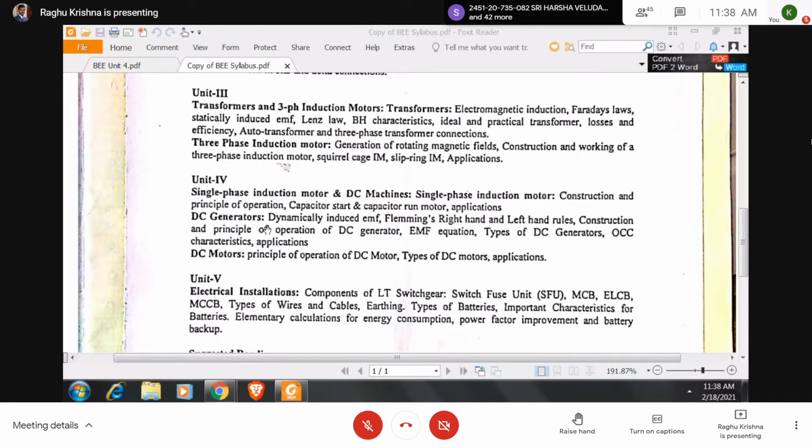For generators, we are going to study about dynamically induced EMF, Fleming's right hand rule. The left hand rule will come in DC motors. So you are going to study in detail about Fleming's right hand rule and Fleming's left hand rule.